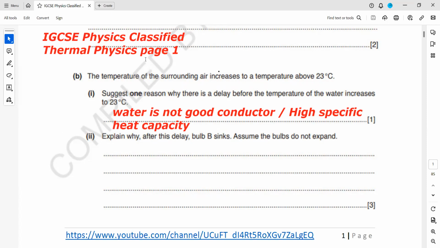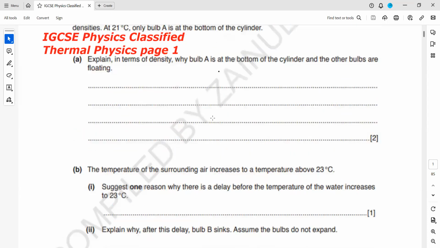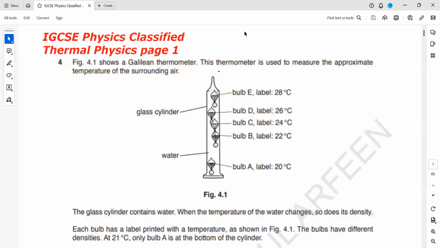Explain why after this delay, bulb B sinks. Assume that the bulb does not expand. So what will happen in the figure? They're saying when the temperature rises to 23, why will bulb B sink? When the temperature is rising, the density of the bulb is not changing, but the density of the water is changing. First, when the temperature increases, the volume will also increase.